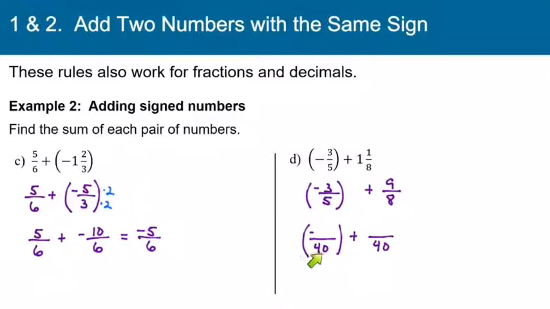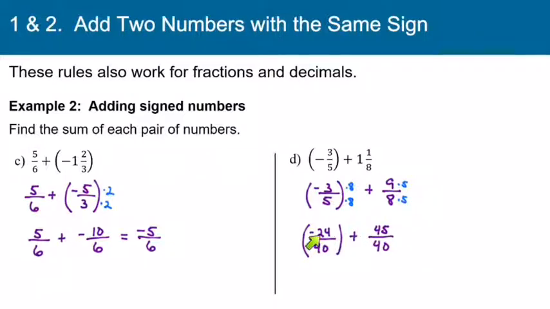So I've written down two fractions with a denominator of 40. This first one is negative because this first fraction is negative. Now what do I have to multiply times 5 to get 40? Well, I have to do 5 times 8. So that means the new top number here is 24. And what do I have to multiply by 8 to get 40? Well, I have to multiply by 5, so that means the new top number here is 45.